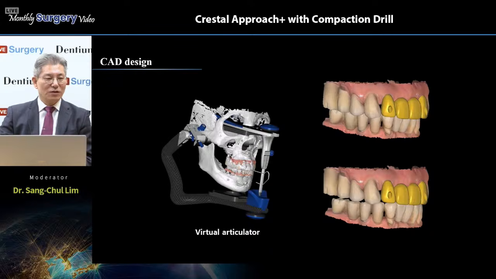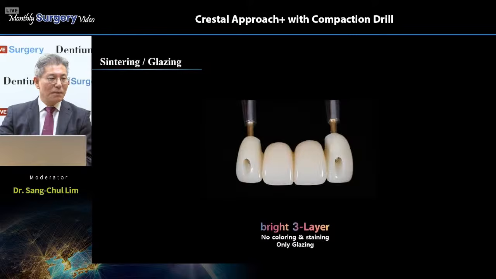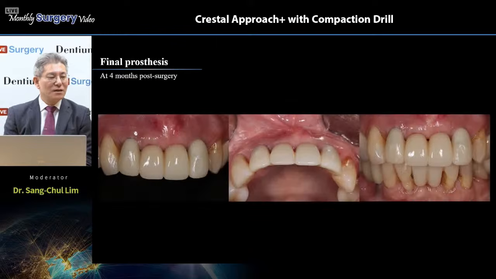Okay, using the virtual articulator, we get some occlusal scheme, and finally we can get the final prosthesis using this program and the stitched data. The final zirconia implant-supported 4-unit bridge is shown, using a broad 3-layer zirconia block. The final zirconia 4-unit implant-supported bridge was delivered to our patient's mouth.